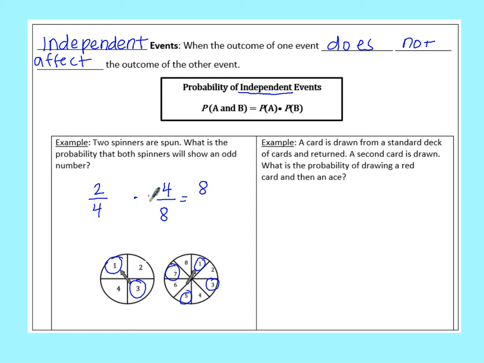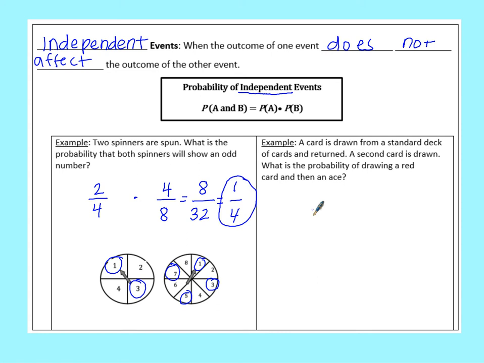That equals 2 times 4 is 8 on top, and 4 times 8 is 32 on the bottom. But we can simplify this. 8 divided by 8 is 1, and 32 divided by 8 is 4. So the simplest form that we can write that probability in for a fraction is 1/4.